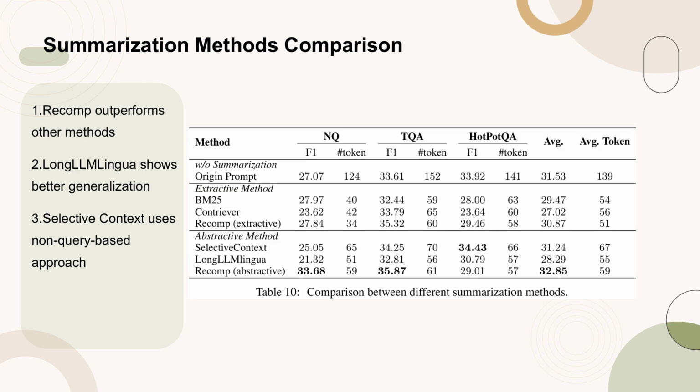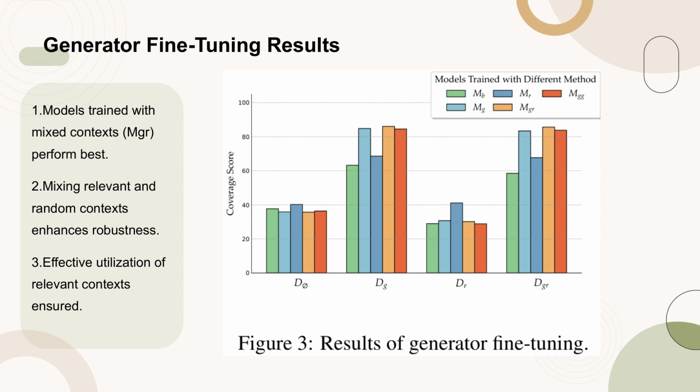Table 10 compares various summarization methods across three benchmark datasets, NQ, Trivia QA, and Hotpot QA. The results indicate that Recomp achieves the best performance, highlighting its effectiveness in summarization tasks. LongLLMLingua, despite not performing as well, demonstrates superior generalization capabilities, suggesting it could be a viable alternative. Selective Context, which employs a non-query-based approach, provides a contrast to the query-based methods evaluated, offering insights into different strategies for summarization. Figure 3 presents the results of generator fine-tuning.